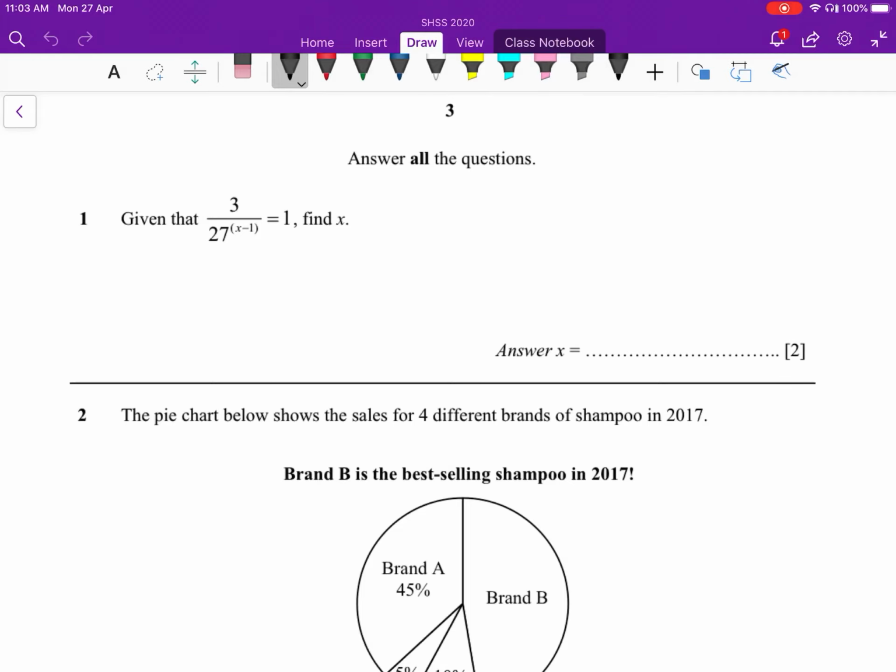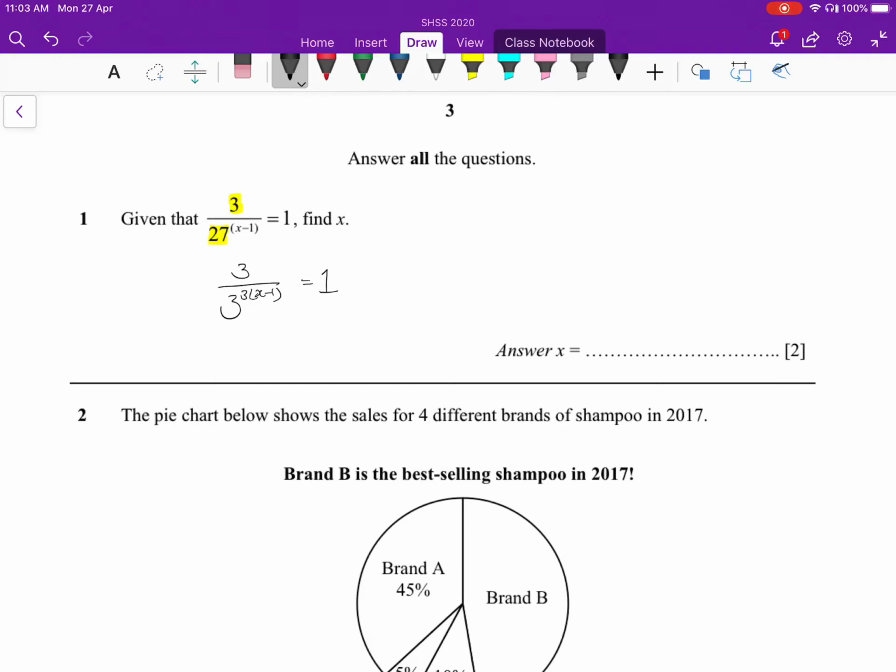So let's begin. First, this one is indices. Given that 3 over 27 to the power of x minus 1 equals 1, find x. If you notice, 27 can be changed to base 3. This is on purpose. So we need to change to base 3. So it's actually 3 over 3 to the power of 3 bracket x minus 1 equals 1. This is on purpose, like I mentioned.